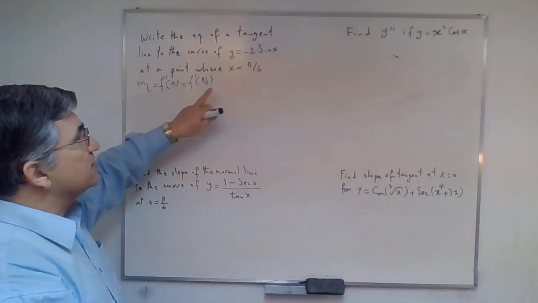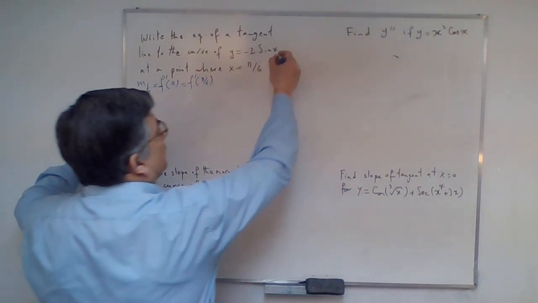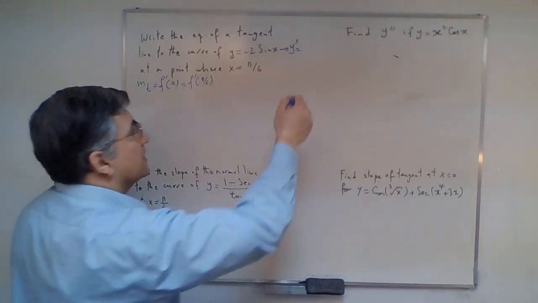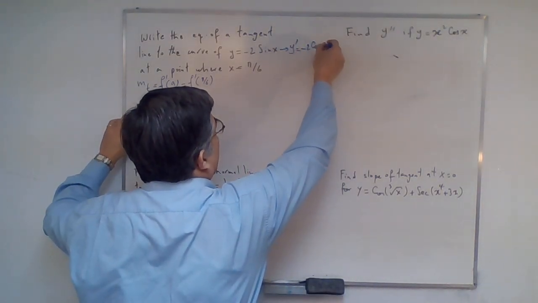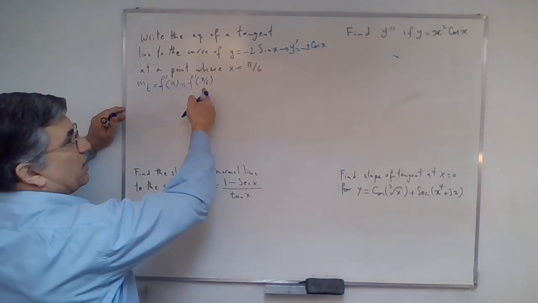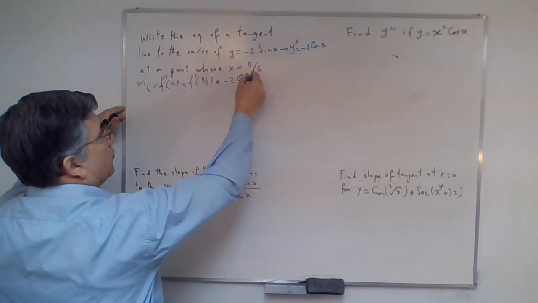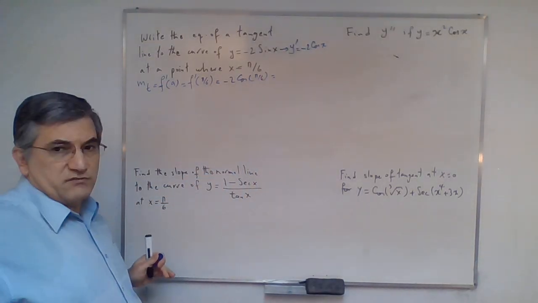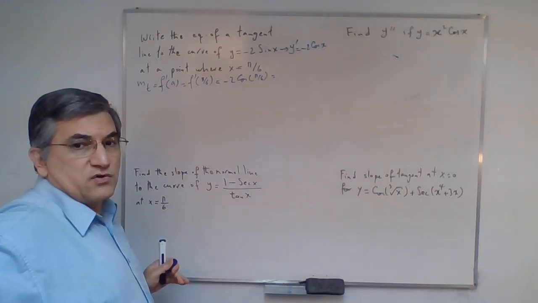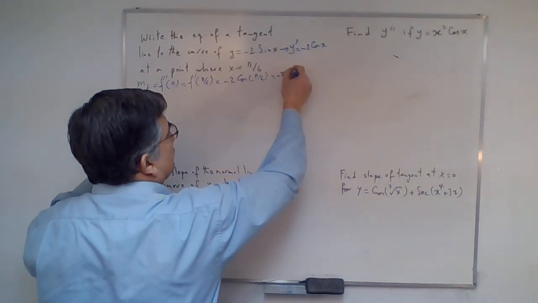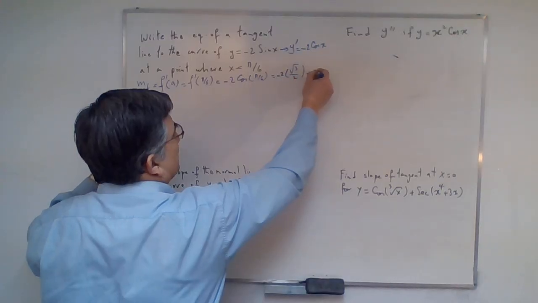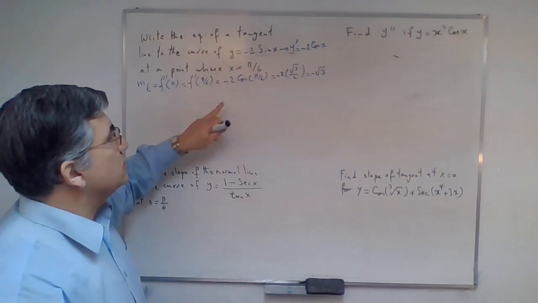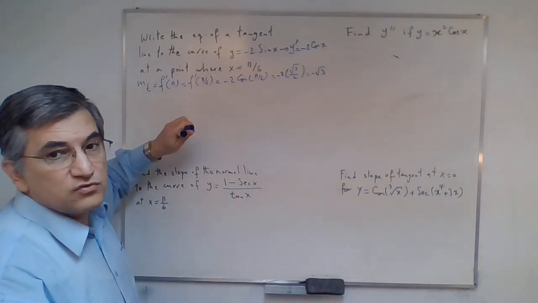To find f prime at pi over 6, I need to know the derivative first. So I'm going to quickly differentiate this. I'm going to say y prime equals derivative of -2 sine x, which is -2 cos x clearly. So f prime at pi over 6 now would be -2 cosine of pi over 6. And cosine of pi over 6 radian is actually cosine of 30 degrees, which is square root of 3 over 2. So when you multiply -2 by square root of 3 over 2, you end up with negative square root of 3. So this is the slope of the tangent line to the curve of y equals -2 sine x.